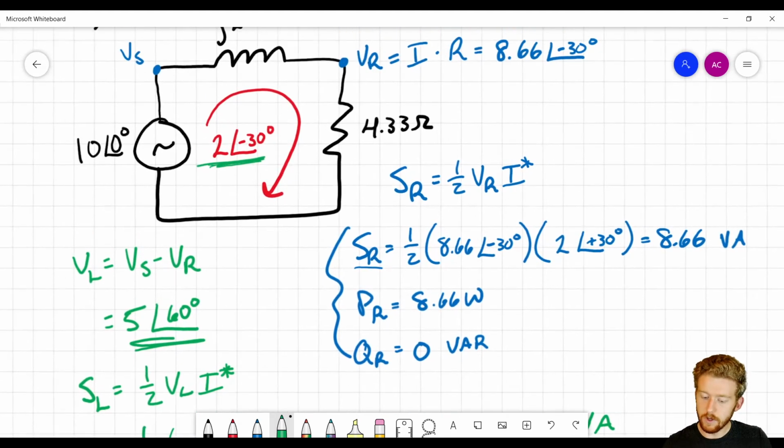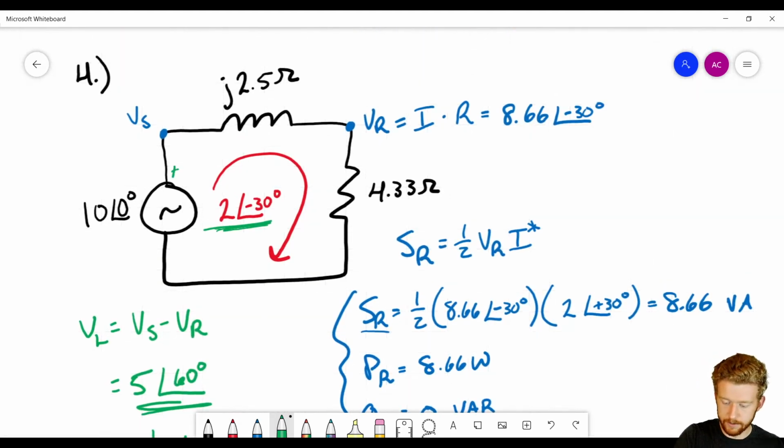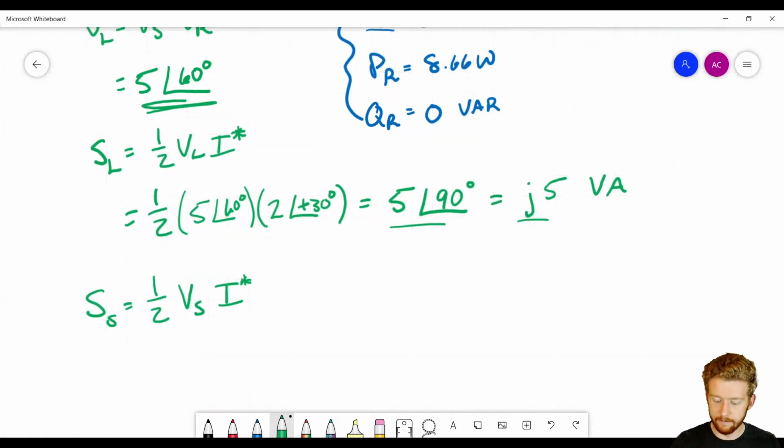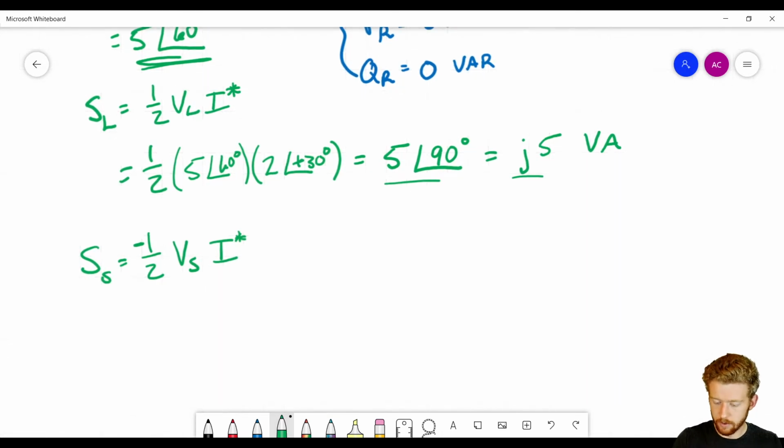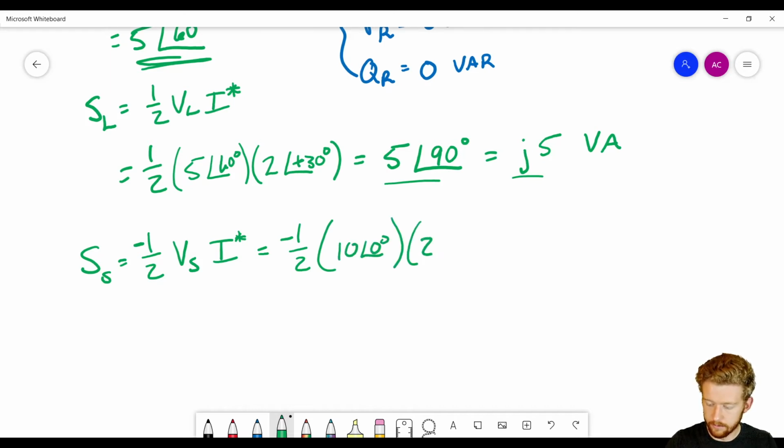So what we'll see is that, this is VS, right? We can see the current is going into that negative port, so we know it's going to be negative here. So we're going to have a negative value of apparent power. So let's plug this in. We're going to get negative 1/2. The voltage is 10 with an angle of 0 degrees. The current is 2 with an angle of minus 30 degrees. Conjugate makes it plus 30.